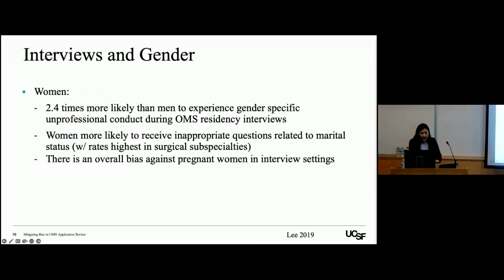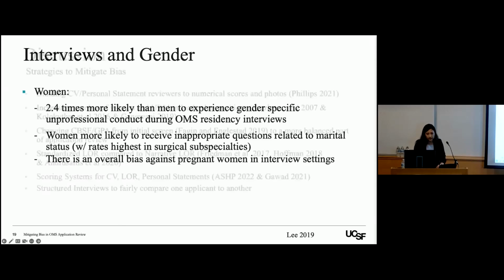And let's next discuss the intersection of interviews and gender now. Women are 2.4 times more likely than men to experience gender-specific unprofessional conduct during OMS residency interviews. And women are more likely to receive inappropriate questions related to marital status, with the rates highest in surgical subspecialties. And there's overall bias against pregnant women in interview settings as well.